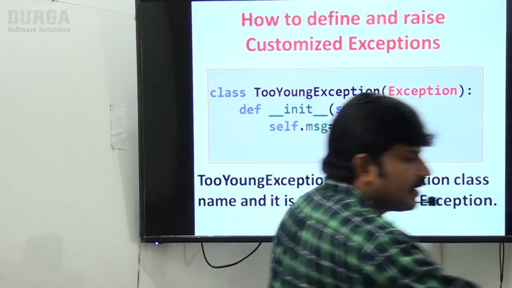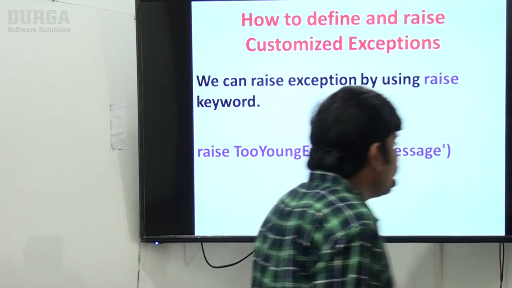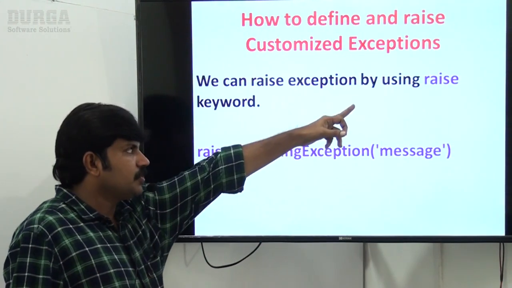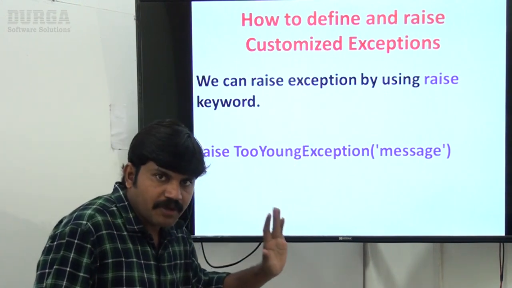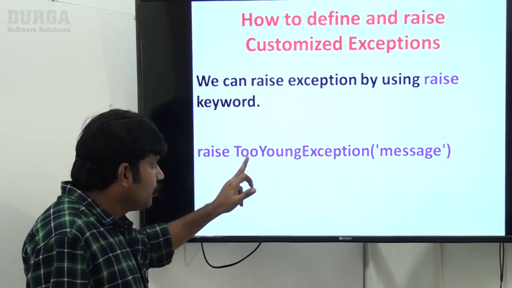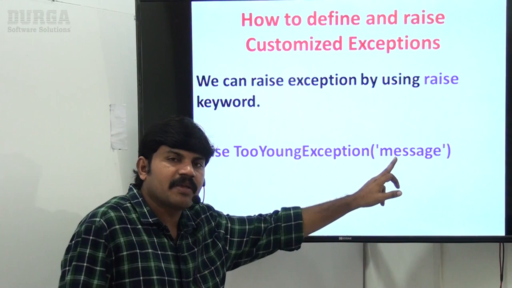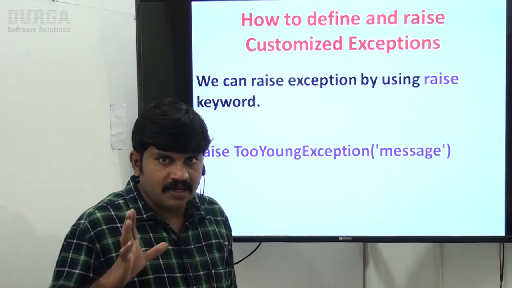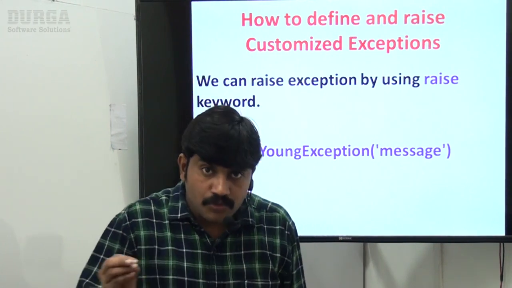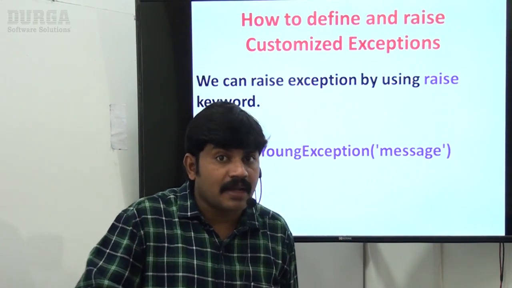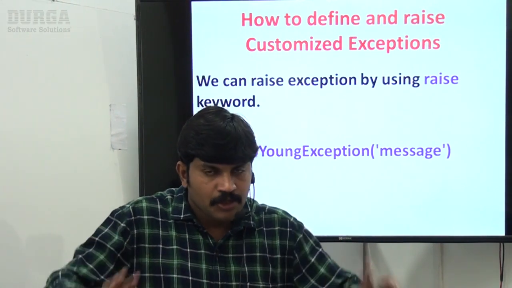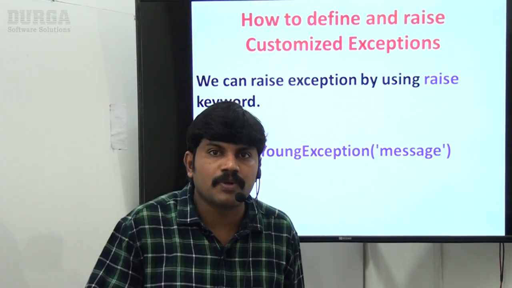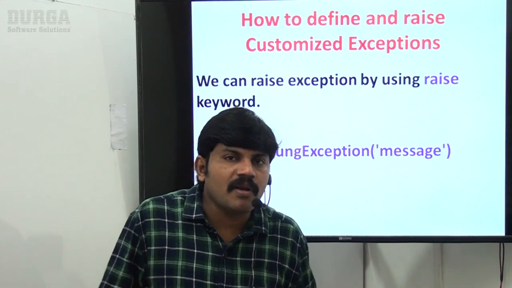Next, we can raise an exception by using the raise keyword. Remember this one: which keyword do we require to use? The raise keyword. Next, raise TooYoungException. Here, whatever description you want to provide, you can happily provide. So theoretically, are you feeling comfortable with how to define and how to raise customized exceptions? If you feel comfortable, then we can happily go for an executable program so that you can feel more comfortable.